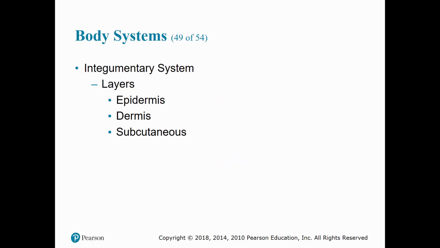There are three layers of your integumentary system: your epidermis, dermis, and subcutaneous layer. The epidermis, being the outermost layer, is mostly composed of dying and dead cells that are sloughed off as new cells replace them.